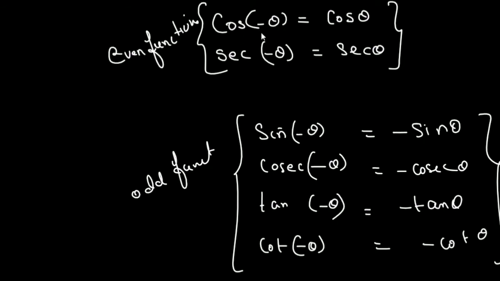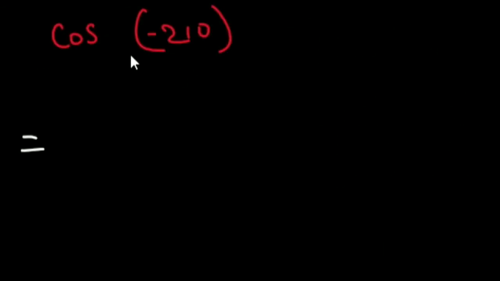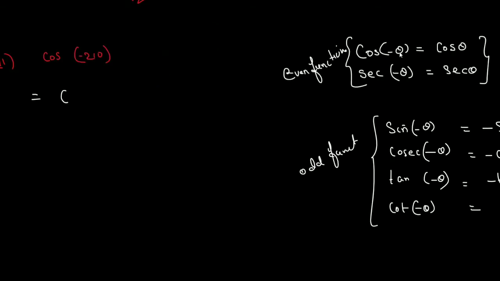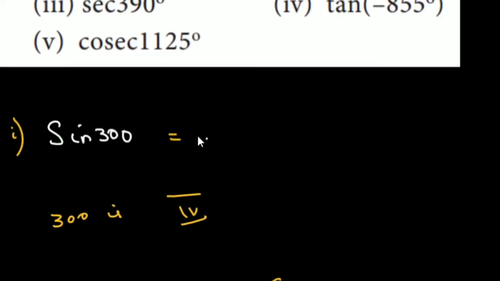So remember these properties of the trigonometric ratios. Cos and secant are even functions. So cos of minus theta is cos theta. So what is cos of minus 210 now? See, cos of minus theta is cos theta. So what will be cos of minus 210? It is cos 210. Just ignore the minus sign of the angle. Now it is like the previous sum. Where is 210? Which quadrant is 210?